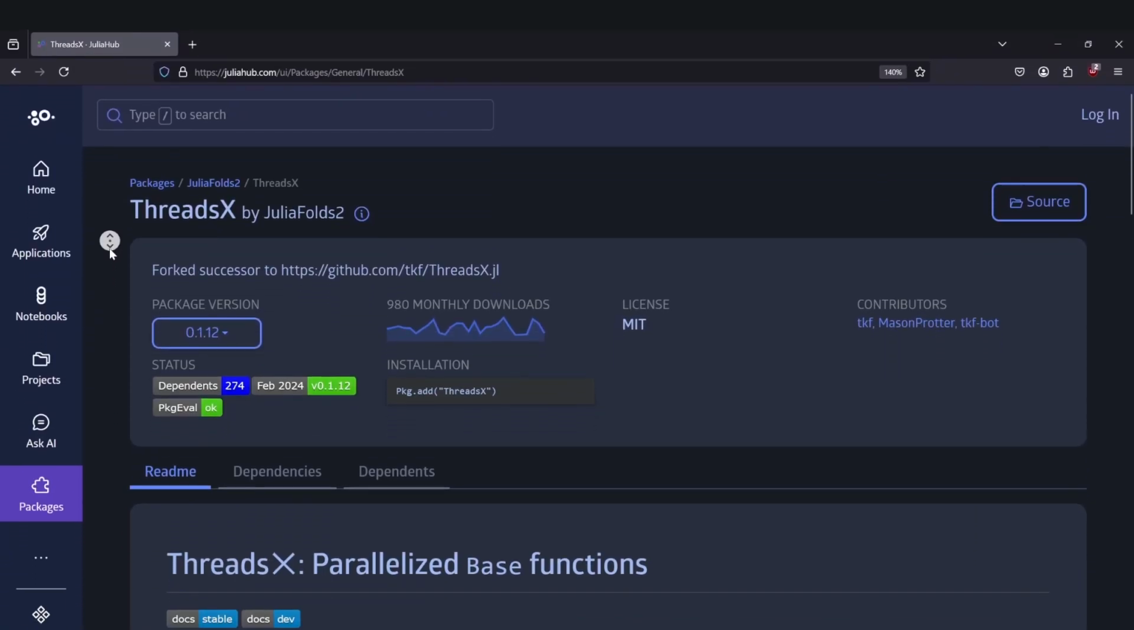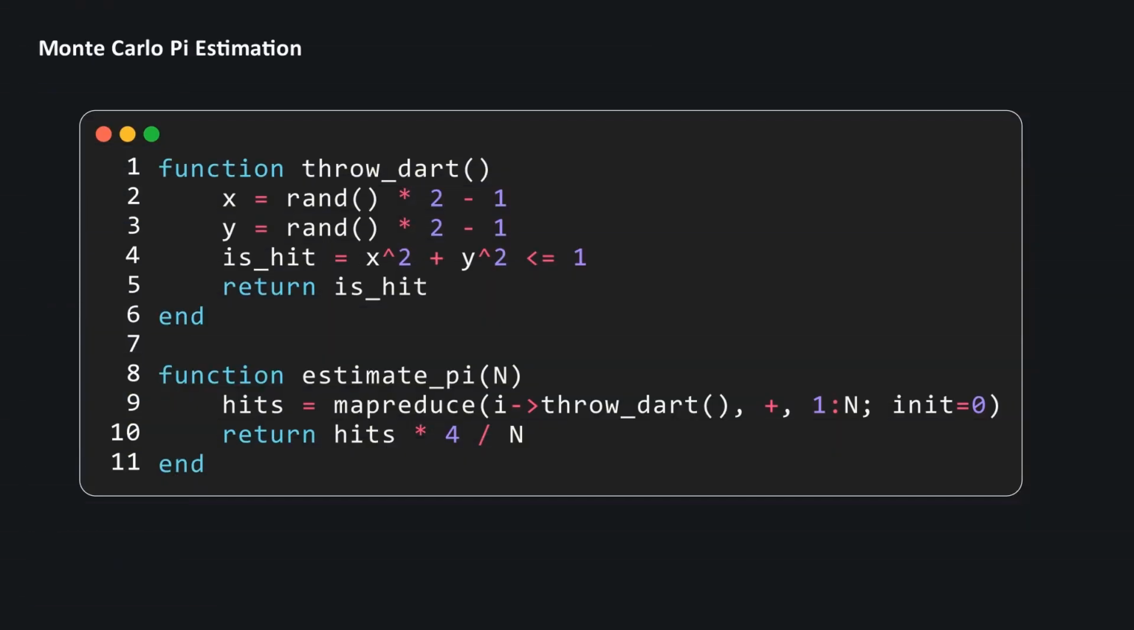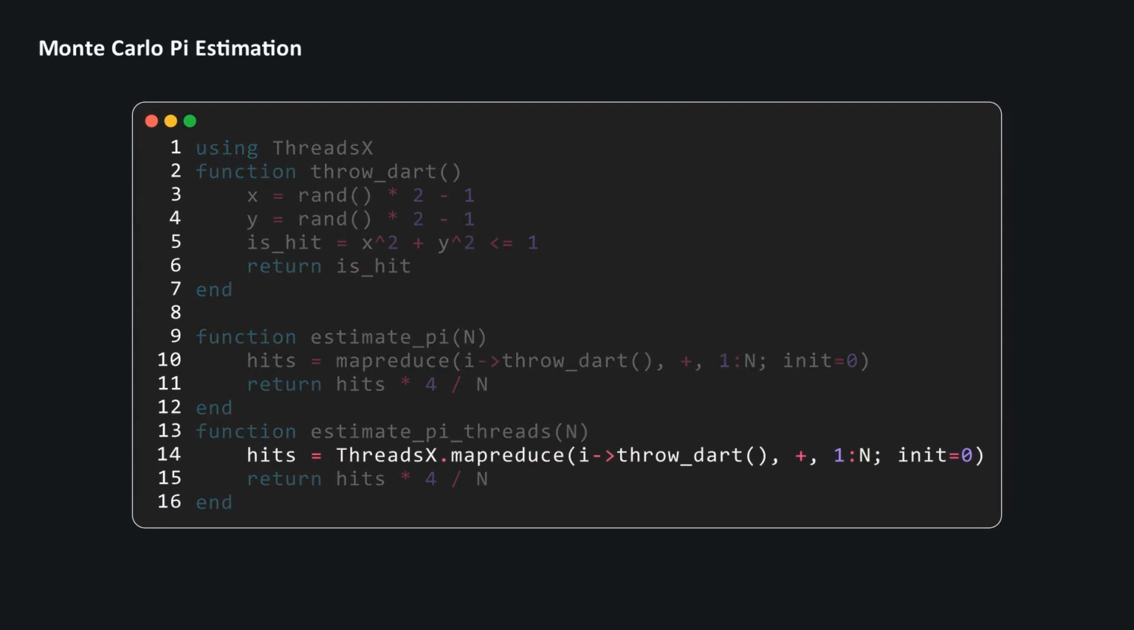And we can make use of an external package called threads.x, which provides several common parallel versions of functions like map and reduce. These implementations will perform the equivalent operations, but parallelized to make use of multiple cores on your system. So in order to create a parallel version of our simulation, we can simply use the map reduce function from the threads.x package, and we can keep the rest of the implementation exactly the same.